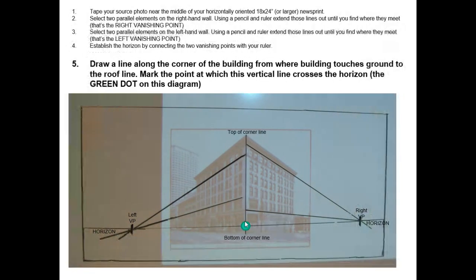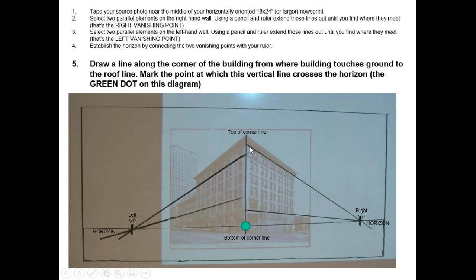Once I have that information, where the corner of my building is, where the horizon line is, I can measure from where the corner crosses the horizon to the left-hand vanishing point, and where the corner crosses the horizon to the right-hand vanishing point.